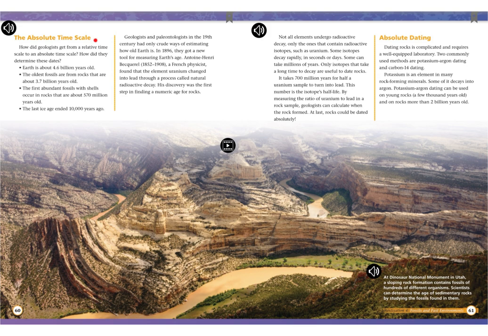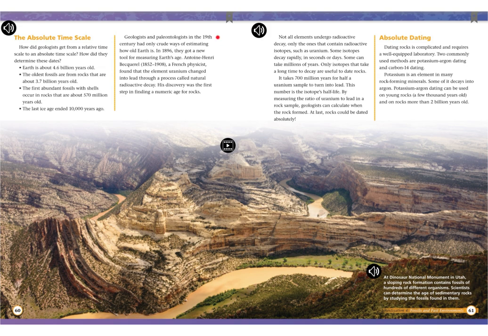The absolute time scale. How did geologists get from a relative time scale to an absolute time scale? How did they determine these dates? Well, Earth is about 4.6 billion years old. The oldest fossils are from rocks that are around 3.7 billion years old. The first abundant fossils with shells occur in rocks that are about 570 million years old. The last ice age ended 10,000 years ago.